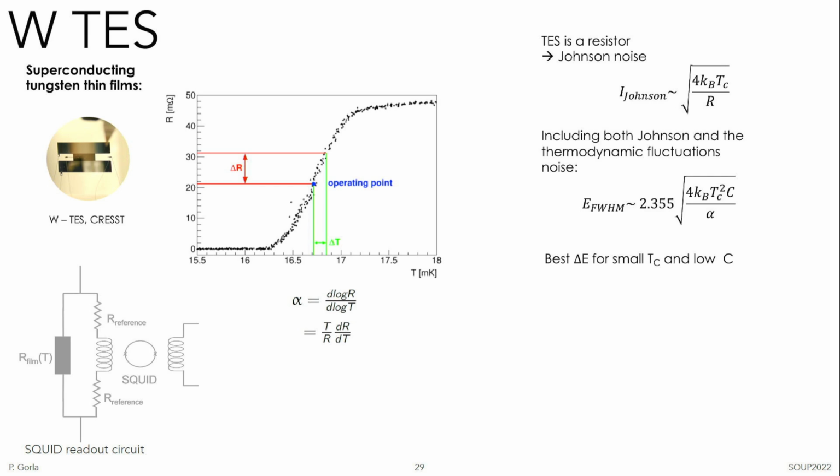Again, you need the SQUID readout to measure such a small variation of the resistance, and you have specific noise that is related to this kind of device. But basically, at a very small critical temperature and capacity, you have a very small noise and optimal energy resolution. So it's a very efficient device.